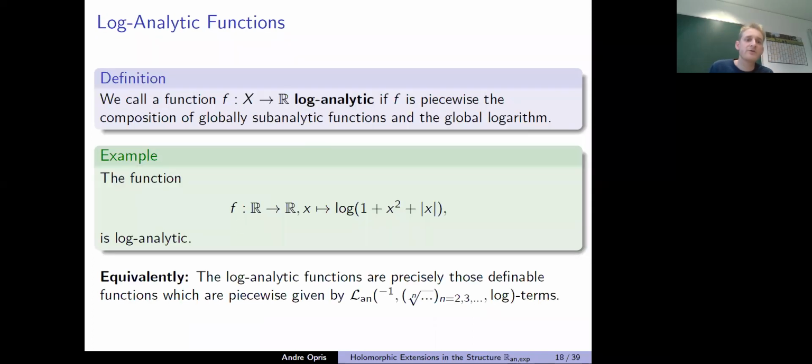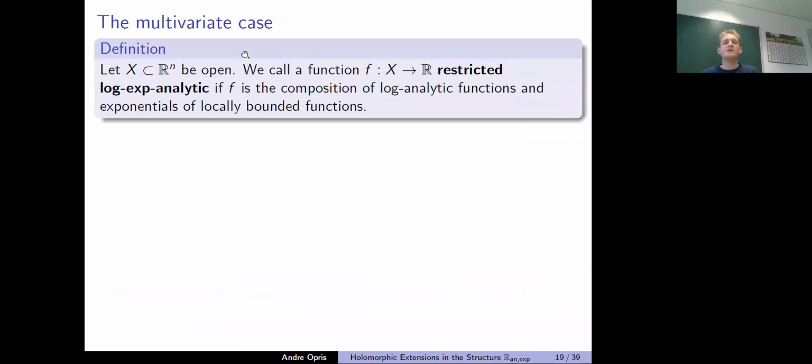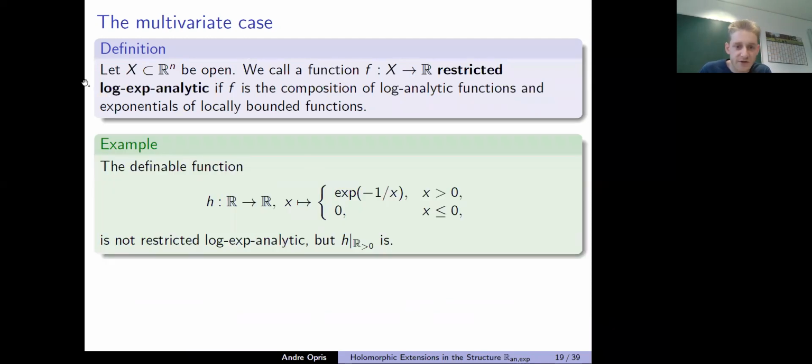And now, going on from this notion, we can also look at restricted log-exp analytic functions. So if f is now the composition of log-analytic functions and exponentials of locally bounded functions. So what is a restricted log-exp analytic function? For example, this function here is not restricted log-exp analytic.